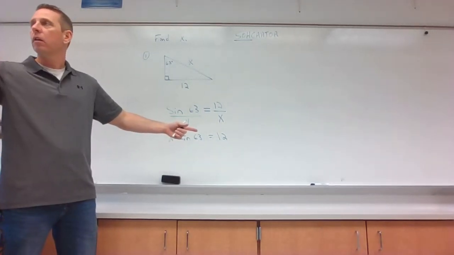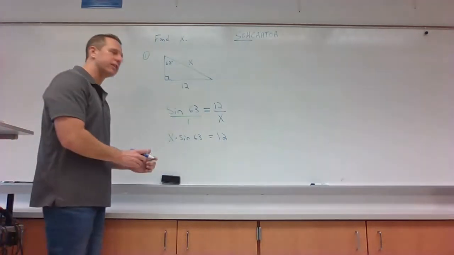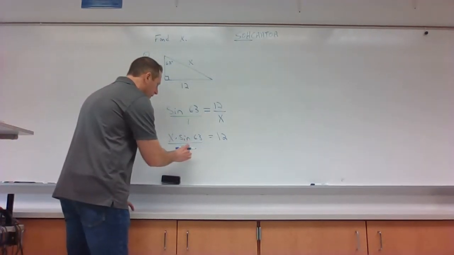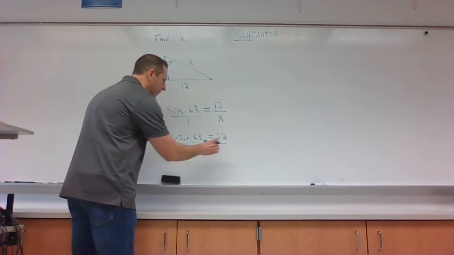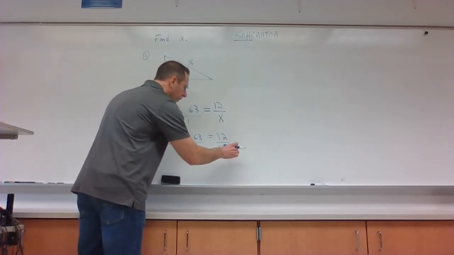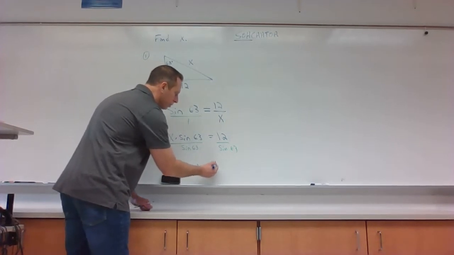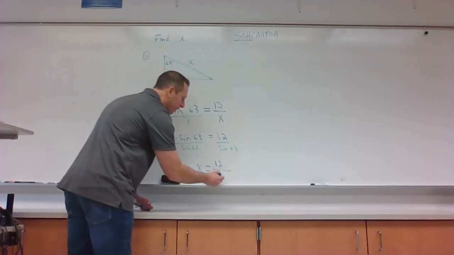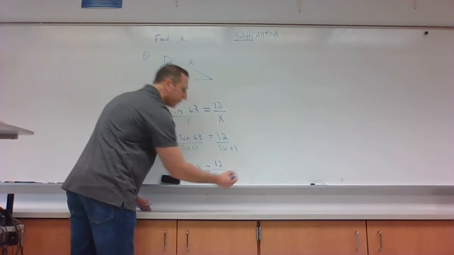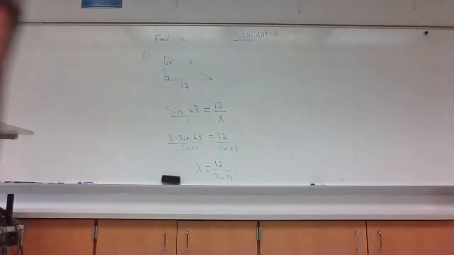Yeah, just divide. It's x times sine 63, so now we're just going to divide both sides by sine 63. And then this is what we're punching in our calculator: x equals 12 divided by sine 63. Now we use our calculator, making sure it's in degree mode. Punch this in. What do we get?